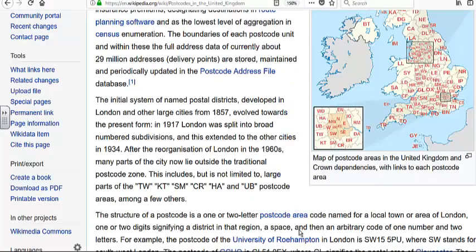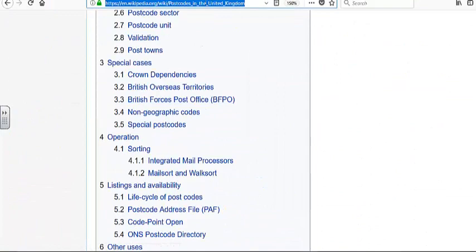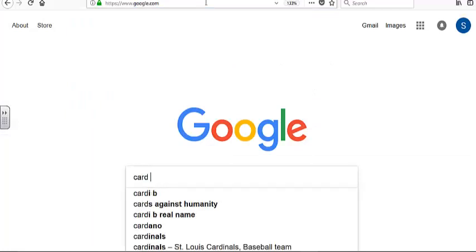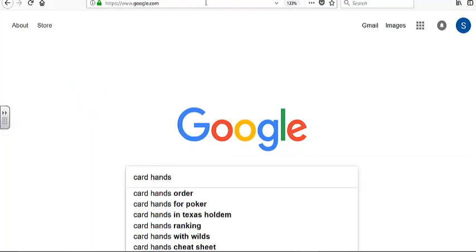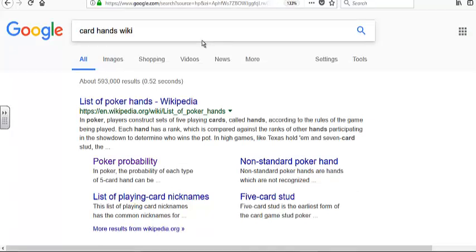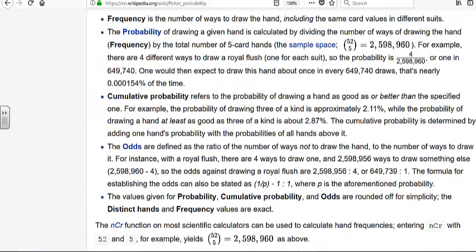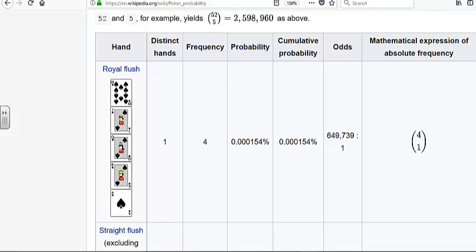So I'm just going to show you something online I was looking at today. I'll search on Google here: card hands, Wikipedia. Okay, poker probability. So what they do is they show you all the different kinds of hands. Royal flush: 10, jack, queen, king, ace. There's one per suit, so there's 4.